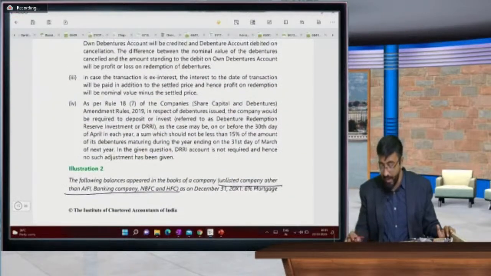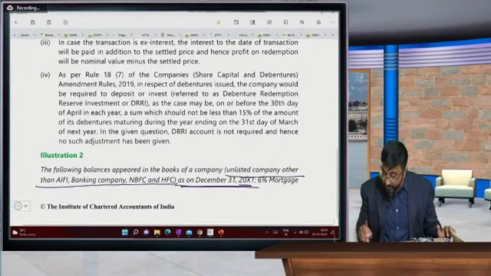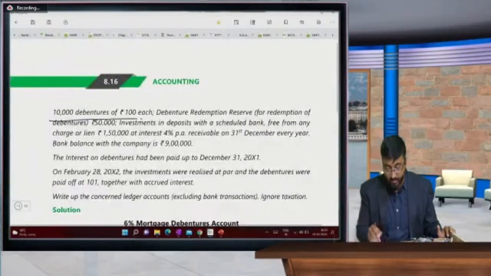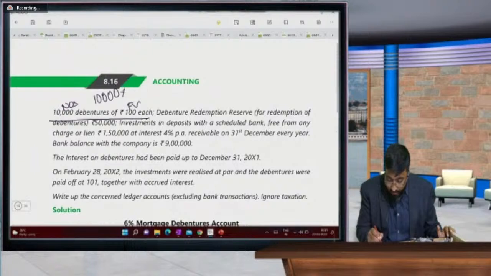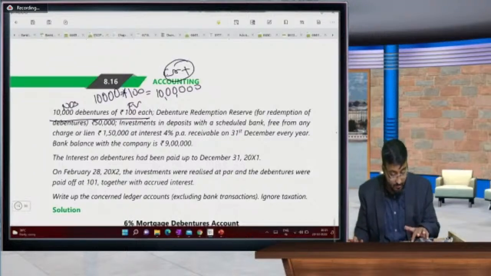The following balances appeared in the books of a company. Last question. As on 31st December 2001, 6% mortgage debentures: 10,000 is the number, 100 is the face value per debenture, so 10,000 into 100 is 10 lakhs. Debentures have a credit balance, credit plus.